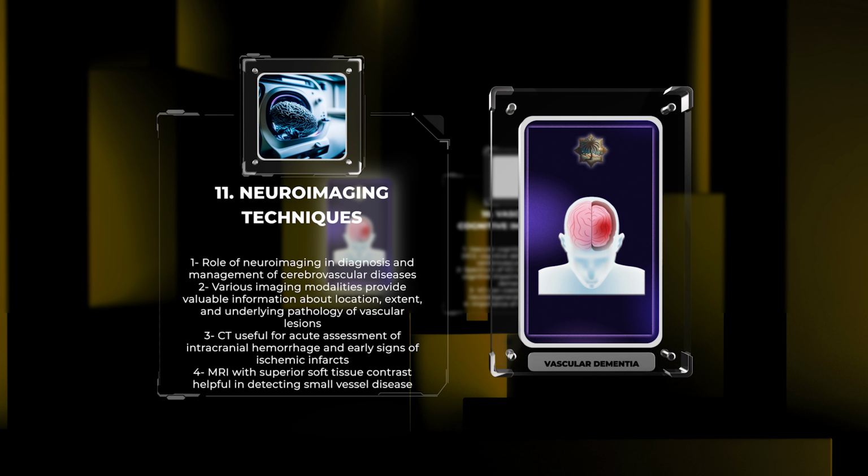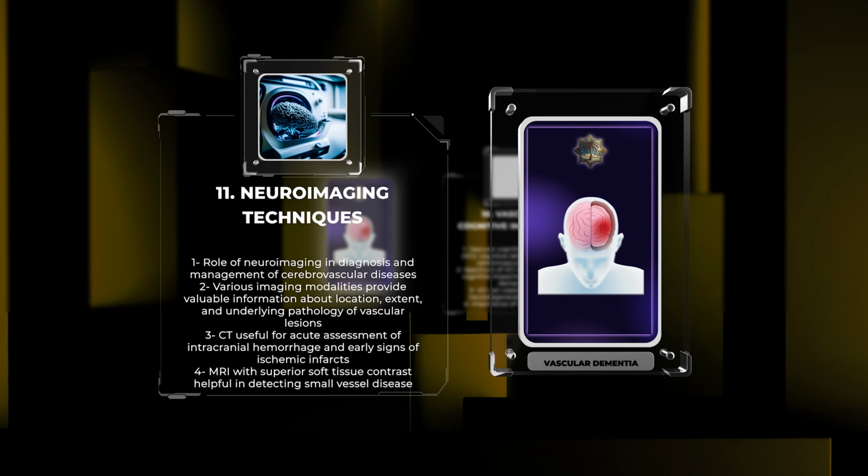CT is useful for the rapid assessment of acute intracranial hemorrhage and identifying early signs of ischemic infarcts. MRI, with its superior soft tissue contrast, is invaluable in detecting small vessel disease, white matter changes, and cortical lesions. Advanced neuroimaging techniques such as diffusion-weighted imaging, perfusion imaging, and spectroscopy provide additional insight into tissue viability, hemodynamics, and metabolic changes.